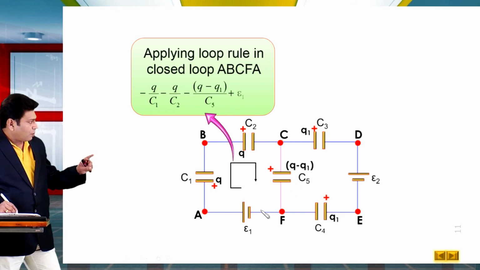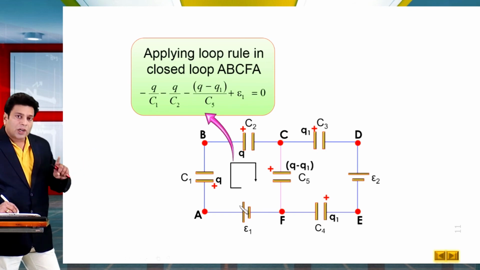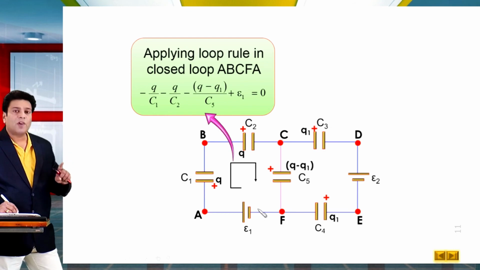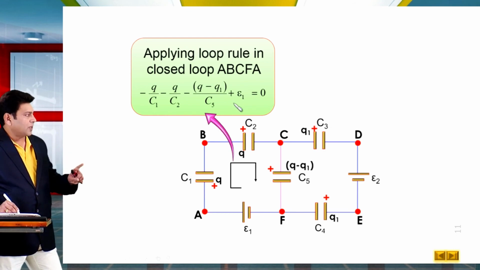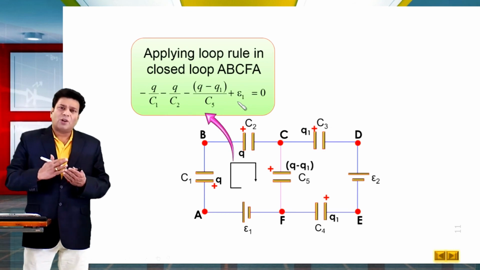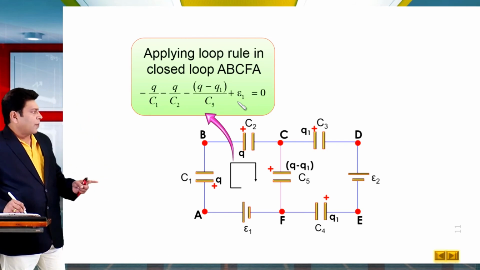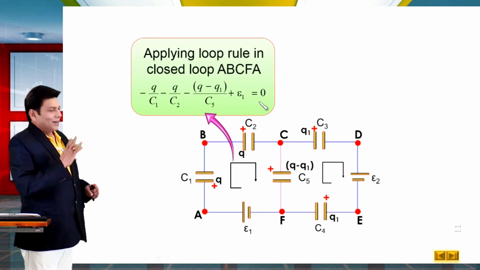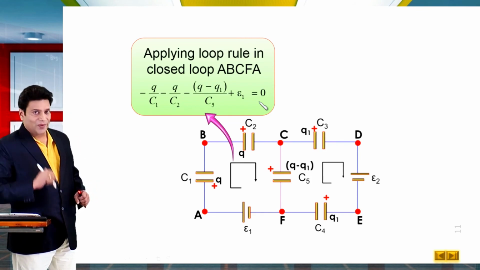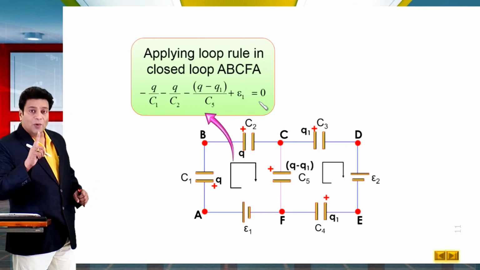Now, from F to A, we will cross this battery from negative to positive plate. So, voltage gain, that is the rise up, will occur. So, here we can write plus E, and we know summation of the rise up and drop up should be equal to 0. That is why we have written this equation. Now, we got first equation.